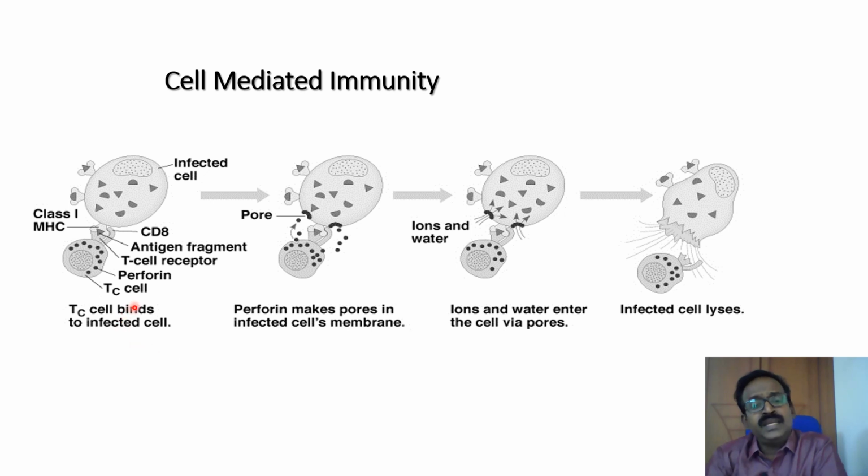The CD8 or cytotoxic T cells release perforin. The perforin makes holes in the infective organisms. It allows ions and water in and destroys the infective organisms. Sometimes, in disease conditions such as some immunity disorders, the CD8 or cytotoxic T cell will kill the body's own tissue also.